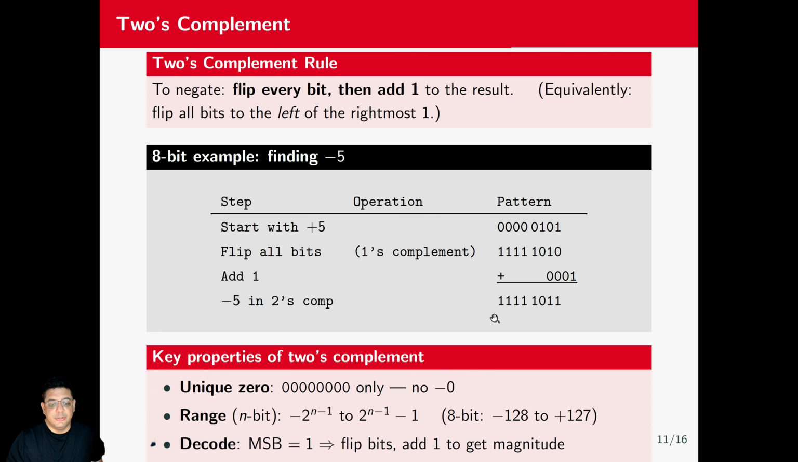Now, the good thing about the two's complement rule is that 0 has a unique representation. 0 is just all 0s. You don't have minus 0 being different. So it's good because of that. The range is a little bit better. We go from minus 2 to the n minus 1, to 2 to the n minus 1, minus 1. So essentially in 8 bits, we're going from minus 128 to plus 127. We are flipping all the bits, and the most significant bit is going to be the 1. And we get to add 1 to get the magnitude.